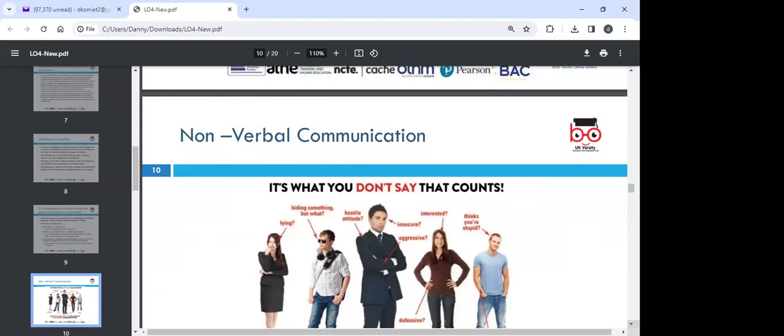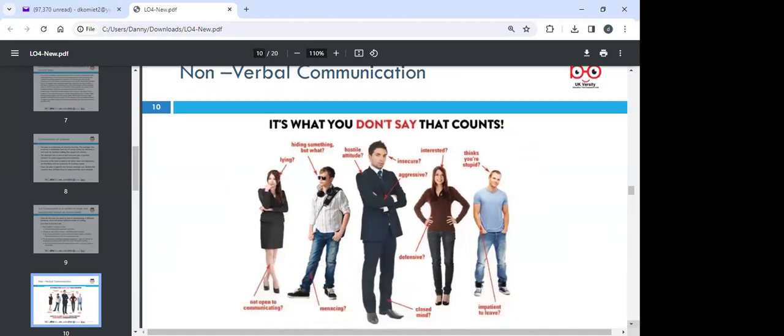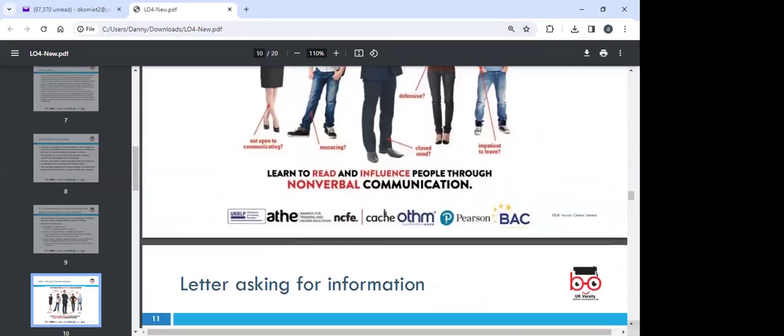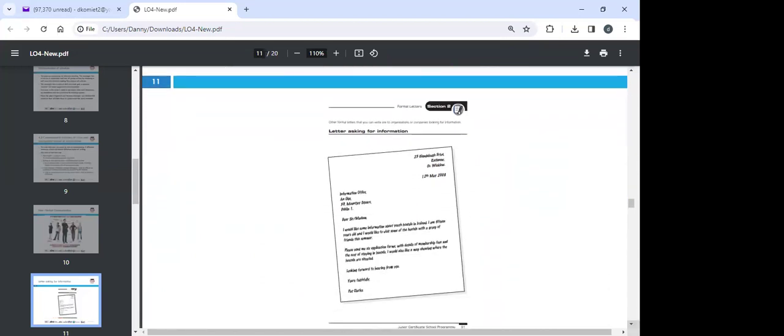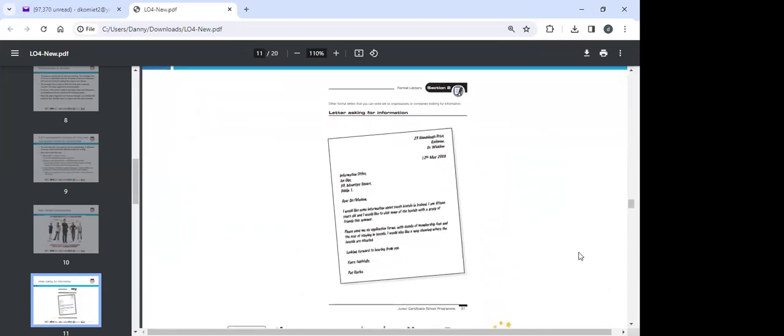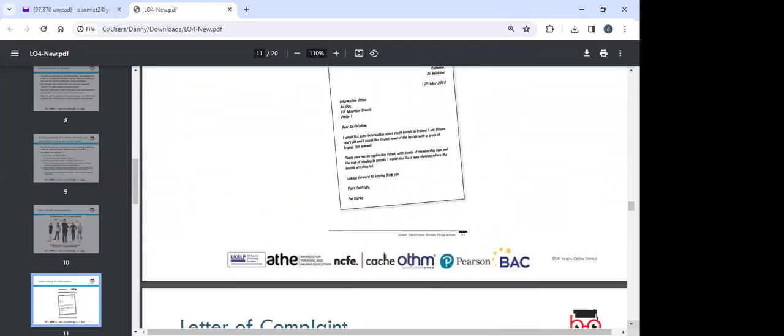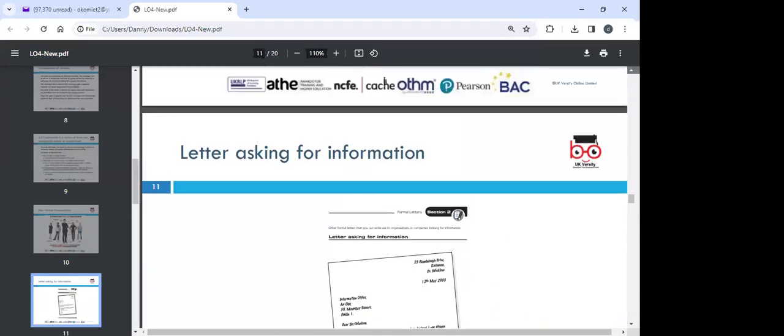Non-verbal communication. It is what you don't say that counts. Your actions and inactions. Okay. Yeah. So it could be a letter asking for information. So let's see. There's a sample letter you can get on your model. Since you don't have it, we have to request that for you.